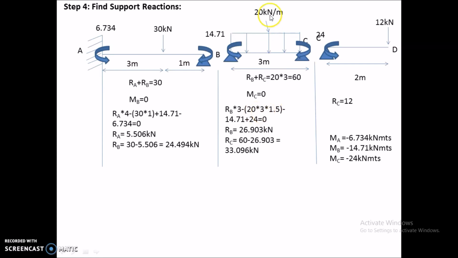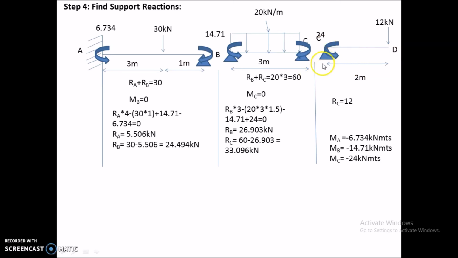So the moment due to this 20 kilonewton per meter UDL is 20 into 3 into 1.5, which is negative since it is acting left side anti-clockwise. And coming to this 14.71, again this one is also a left side anti-clockwise moment, it will be negative, and plus 24, which is equal to 0. By solving this, we will get Rb as 26.903 kilonewtons. By substituting this Rb value, we will get the Rc value as 60 minus 26.903, which is 33.096 kilonewtons. And here for this section, it is very simple.